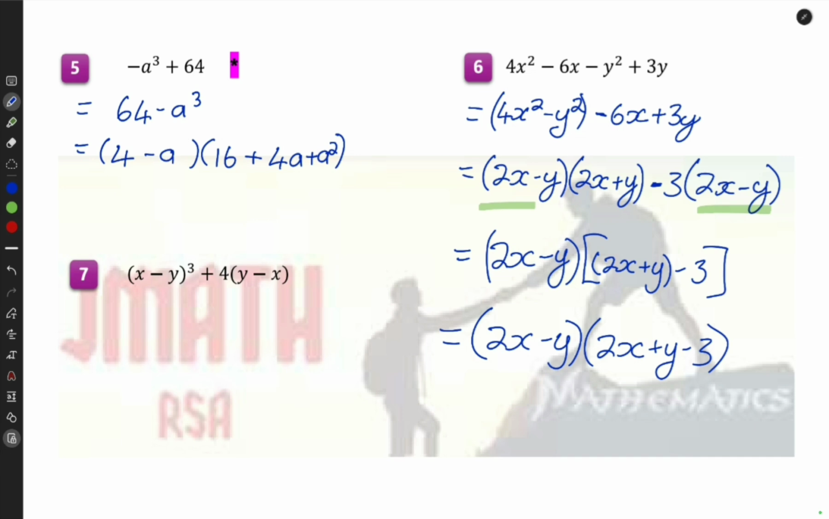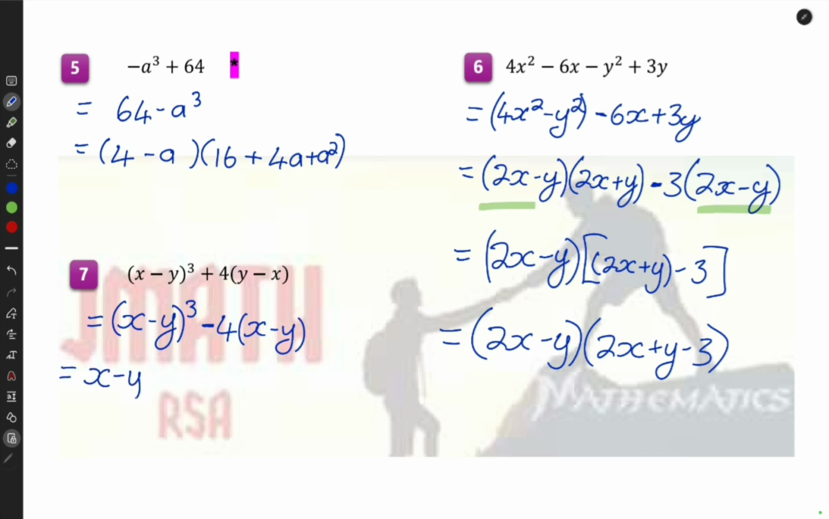Okay, question 7. I must always try to take out a common factor, and I can if I do a sign change rule. So in this case, the first part just stays the same, cubed, and then I need to swap the last 2, but I need to change the sign. So x minus y.